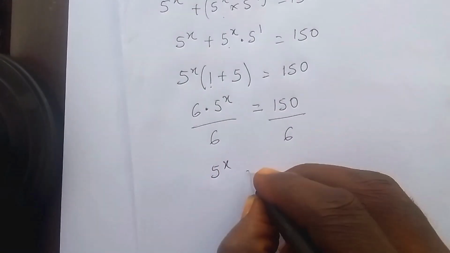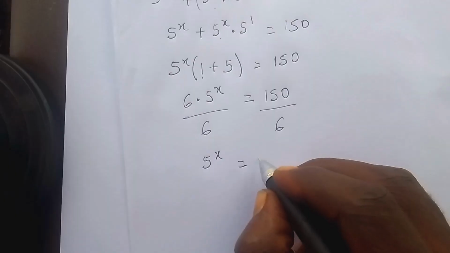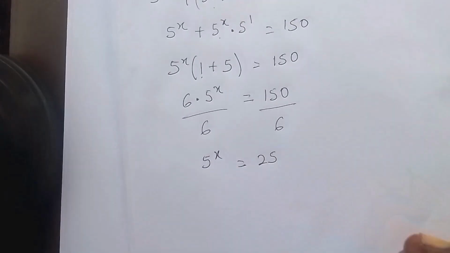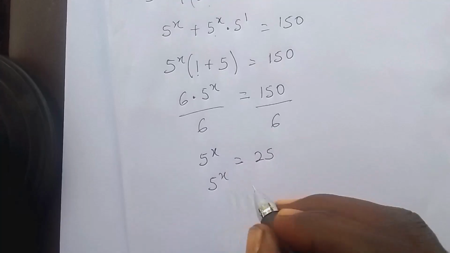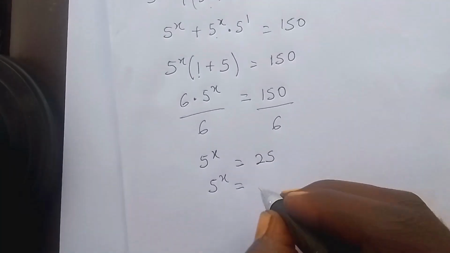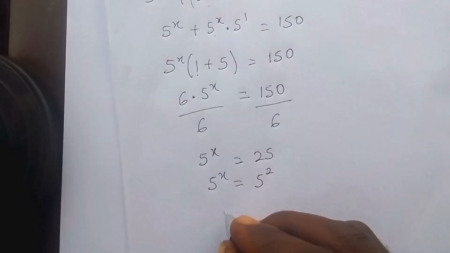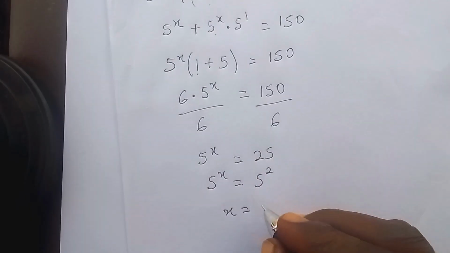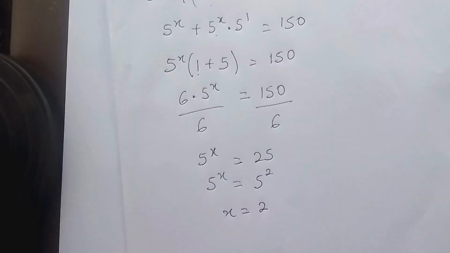5 to the power x is equal to, 6 goes into 150 how many times? 25 times. Now 25 can be expressed as an index to be 5 to the power 2. And then here you can say that x is equal to 2 since the bases are equal.